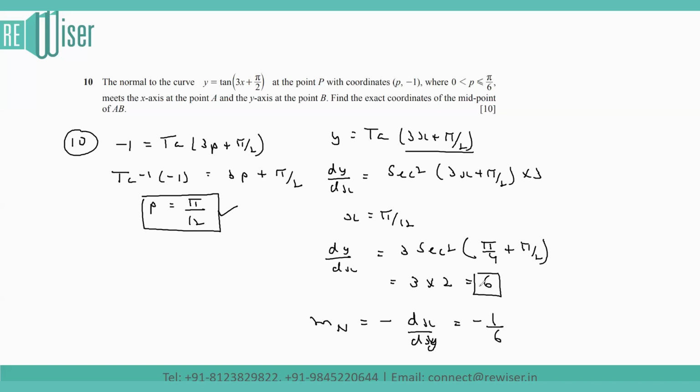So to find the equation of the normal, the formula that we'll be using is y - y1 equals slope of the normal into (x - x1), where x1 is π/12 and y1 is -1, which they have given. So the equation of the normal becomes y + 1 = -1/6 into (x - π/12). To find the y-intercept, we put x equals 0, and to find the x-intercept, we put y equals 0 in the given equation.